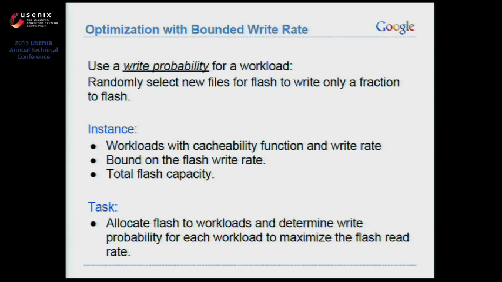The instance then is, again, the workloads with a cacheability function. And in addition, we need to know the write rate of the workload. We are given a bound on the flash write rate, and we are given the total flash capacity, the flash available to be used. The task is to allocate flash to the workloads and to determine the write probability for each workload, so as to maximize the flash read rate. But of course, consider the bound on the flash write rate.